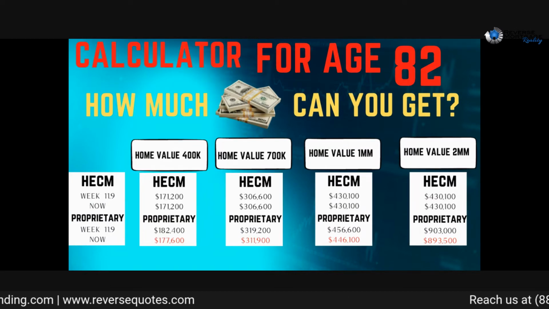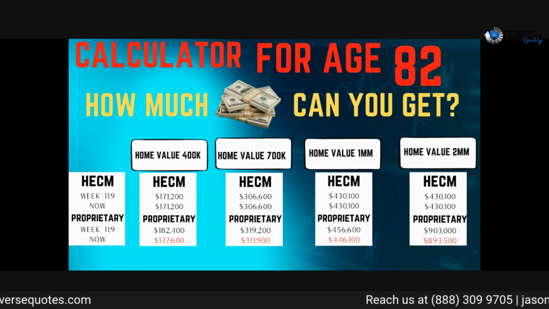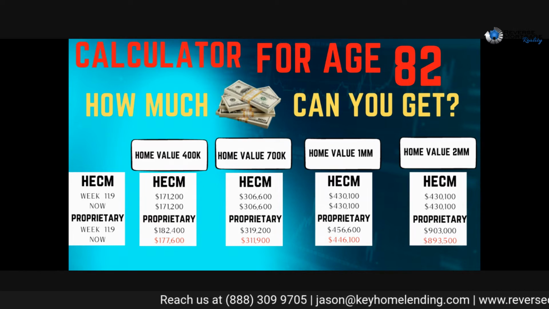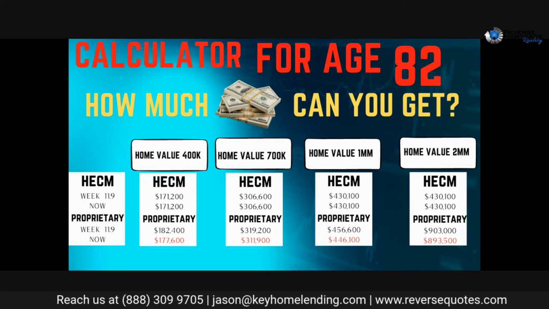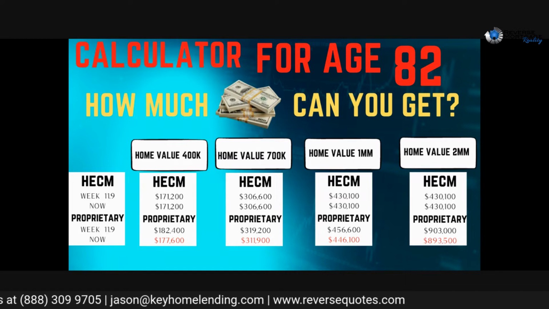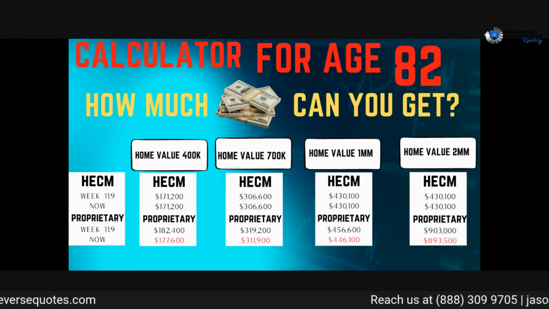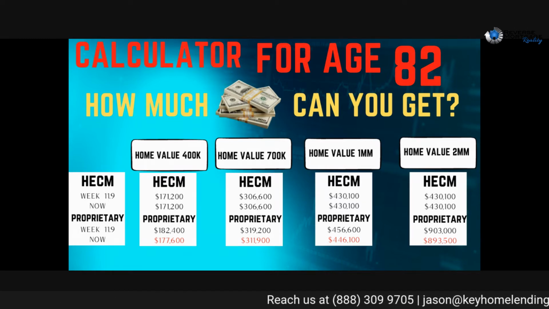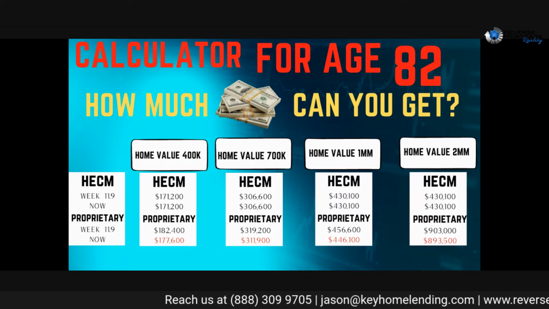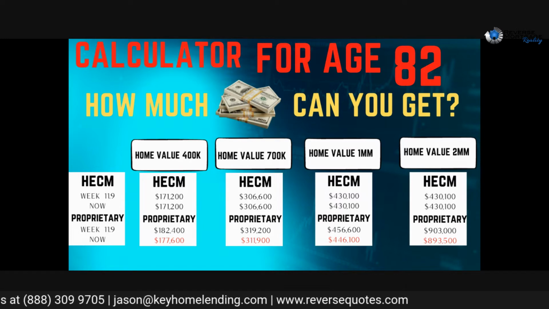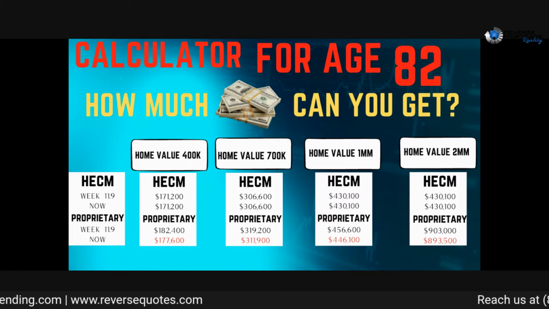Age 82, let's go. The HECM, it's the exact same thing as last week. So no movement on the HECM. Really, the only movement that we've seen so far is on a $400,000 house at age 72. That's it, really. Proprietaries, we've got about a $5,000 difference at a $400,000 value. And then it just goes up from there, about 7,000 with a $700,000 value, 10,000 at $1 million, and yep, 20,000 at $2 million.